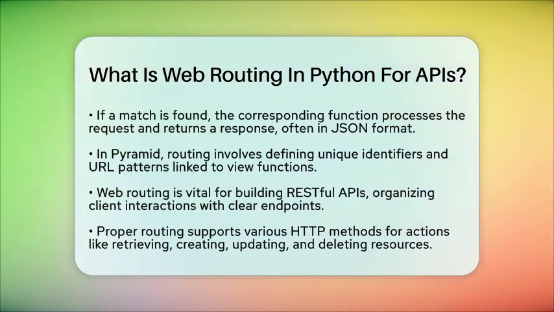Proper routing allows your API to handle various paths and HTTP methods, supporting actions like retrieving data with GET, creating new entries with POST, updating with PUT or PATCH, and deleting resources with DELETE. In summary, web routing in Python APIs connects URLs to Python functions, allowing the API to respond correctly to client requests. This concept is fundamental in Python web frameworks and is key to structuring and building functional APIs.